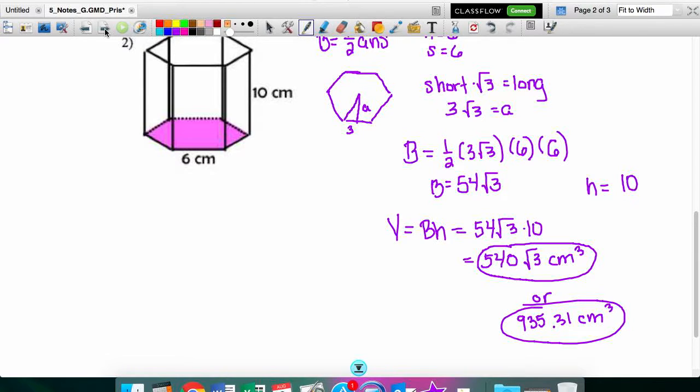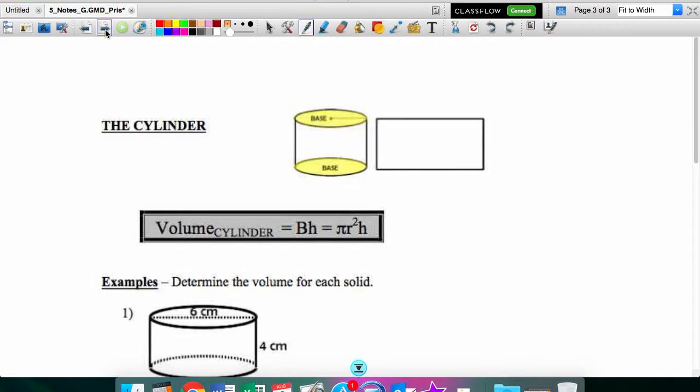So once again, for volume of a prism, you're going to identify the shape of your base, find the area of that particular base using the particular area formula given in 9.1 or 9.2, find the height of the prism, and then multiply those. Okay, so let's move on to cylinders.